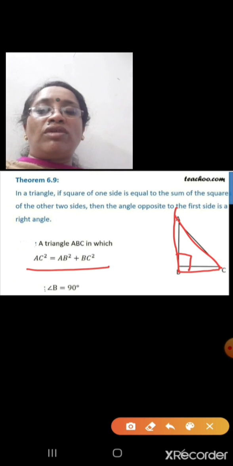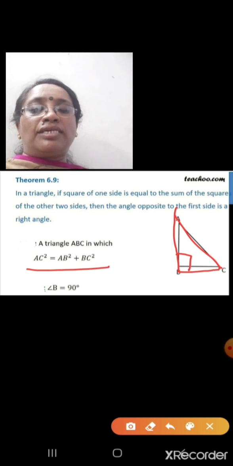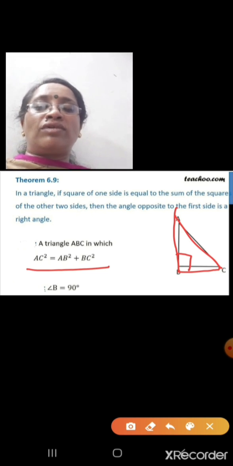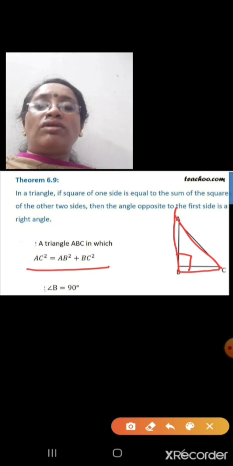You only need to study the statement. The proof you need not study; that is a deleted topic. So just know the statement of this theorem only. Now we can move to the exercise questions.